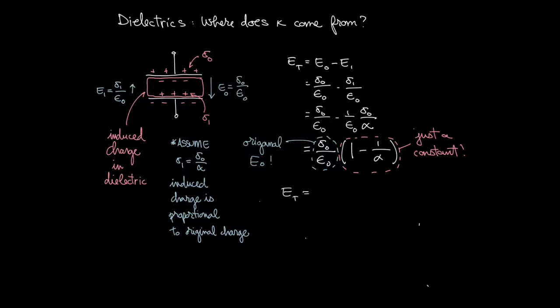If we write this out and replace the constant by 1 over kappa, that simplifies the equation, and we notice that now the total electric field is just the original electric field without the dielectric divided by kappa, which we call the dielectric constant, which is a lot easier to work with than 1 minus 1 over this proportionality constant.